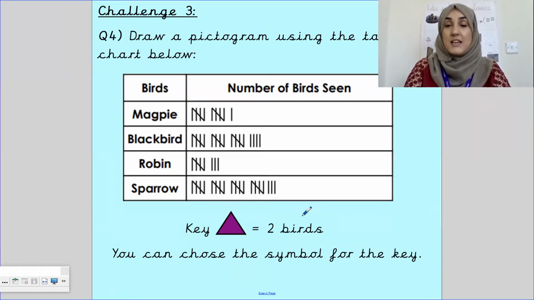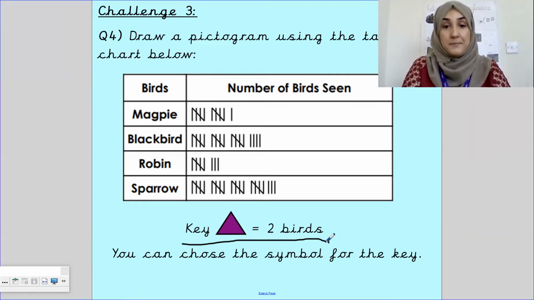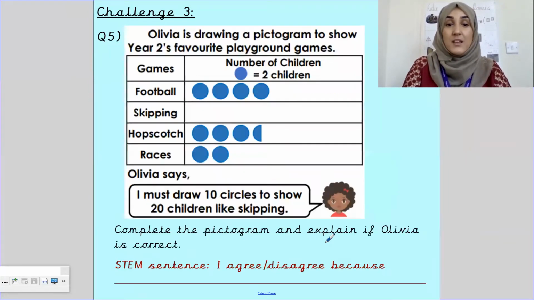Okay, challenge 3, question 4. So you're doing the exact same, but you are doing it for birds. 1 shape, whichever shape you choose, if you want to do triangle, equals 2 birds. Make sure you do the key, or I will not be able to mark it on Tapestry. Okay, your 5th question, challenge 3, children.